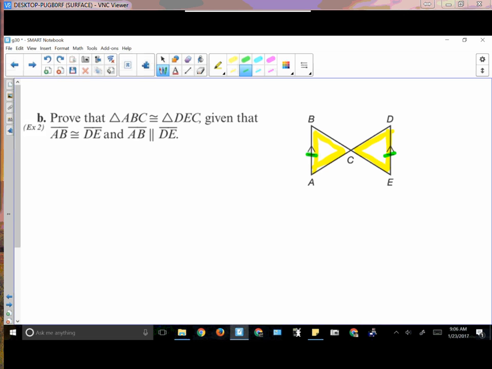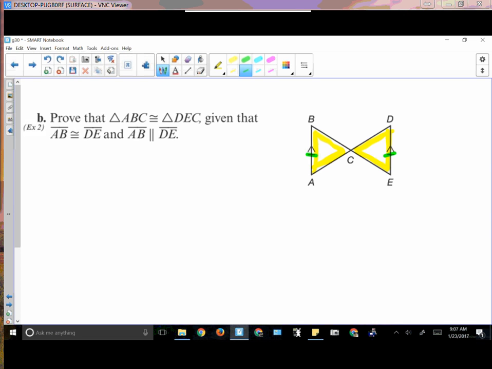So I got a side there. Now we are also told that AB is parallel to DE. So now that I've got that side there, there are a couple of things that I could do. Could I say that angle B and E are the same? Could I also say that angle A and angle D are the same?